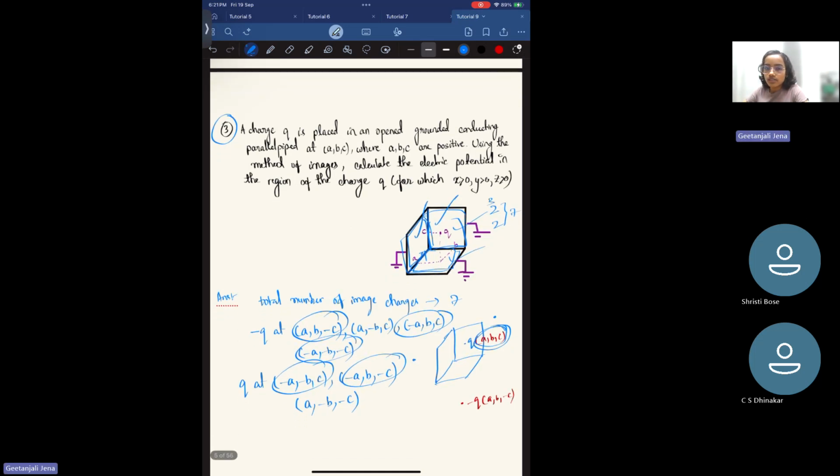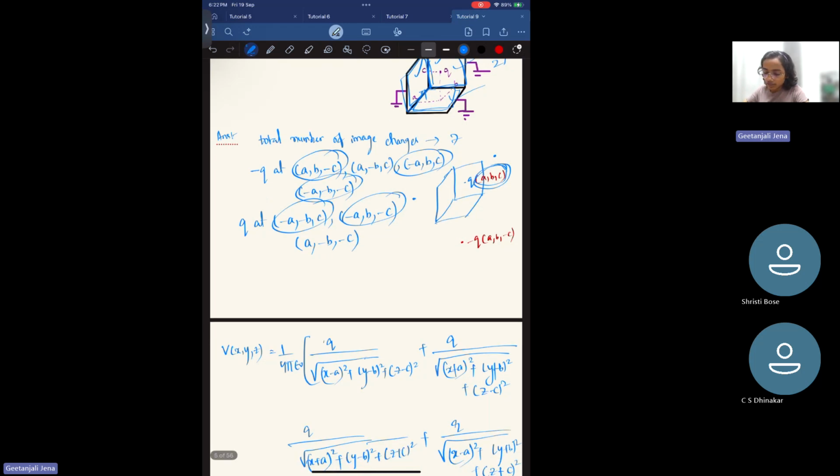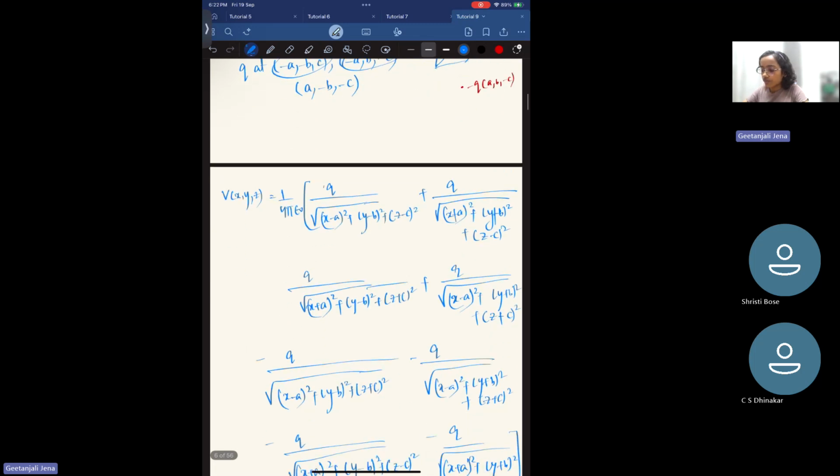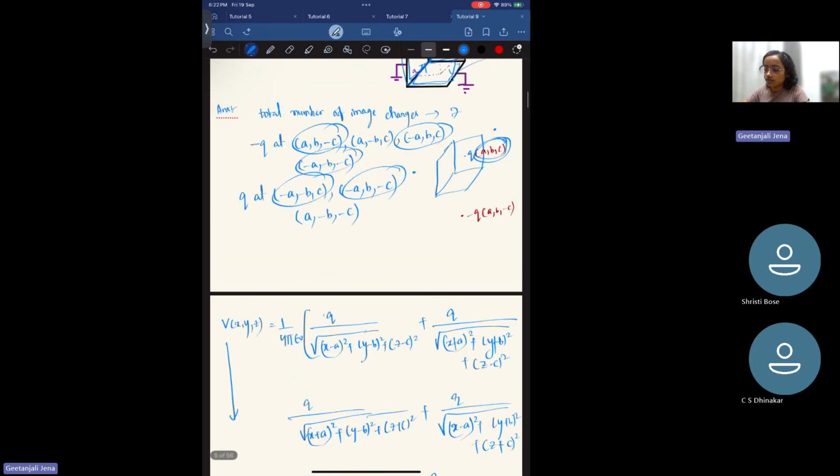I think the image charge part is clear to you. It's 7 charges. Can you let me know in which part you have the doubt, whether it is finding out the image charges or finding out the potential? You mean to clarify from here or here? Calculating the potential part.